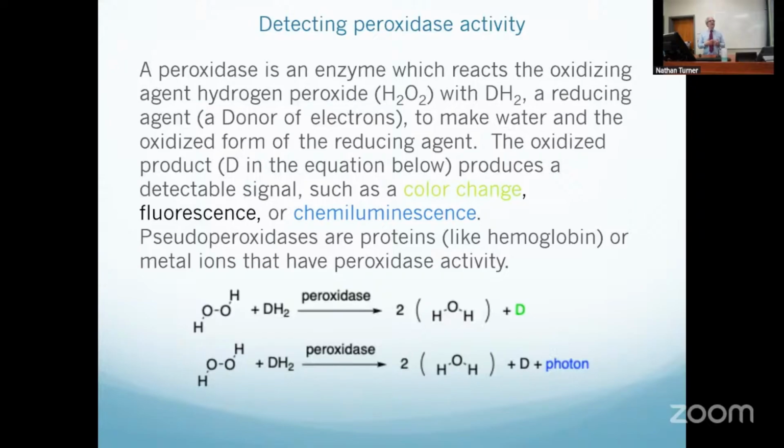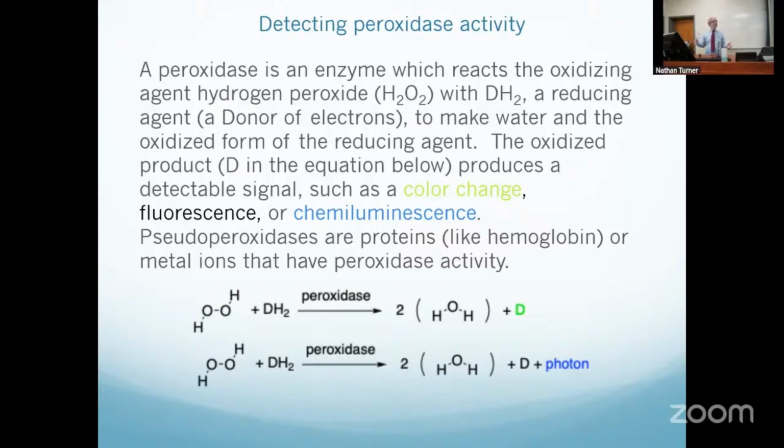A peroxidase is an enzyme, a catalyst, that can do hundreds or thousands of turnover reactions. And it takes, in this case, hydrogen peroxide, and I show a donor here. DH2 is a donor of electrons to hydrogen peroxide. Hydrogen peroxide takes the electrons and becomes 2 molecules of water. The donor loses the 2 electrons and might become colored, like a blue-green color, which I'm suggesting here.